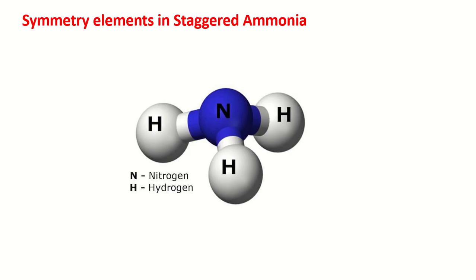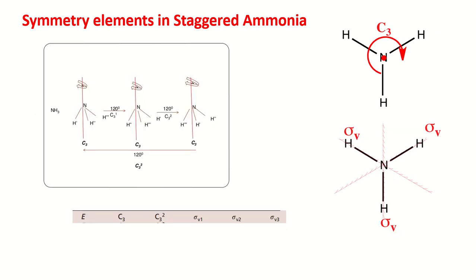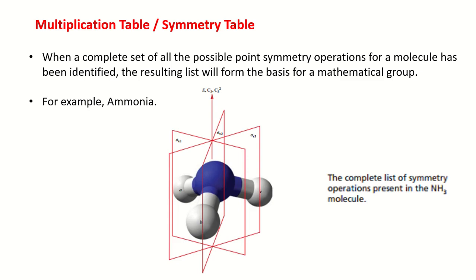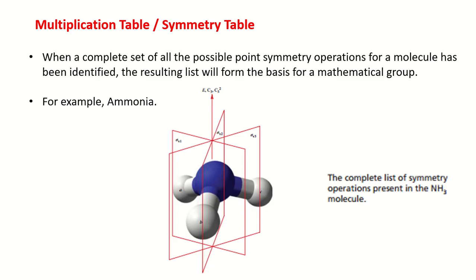For example, we were studying the ammonia molecule, and we have successfully evaluated and described the symmetry elements and symmetry operations that are found in the NH3 molecule. Moreover, we have discussed some of the important rules that would be helpful to build the complete symmetry table, as well as the multiplication table and symmetry table of any molecule.